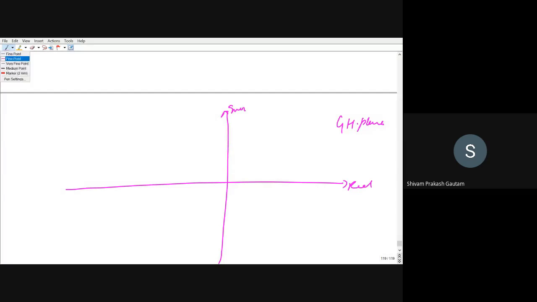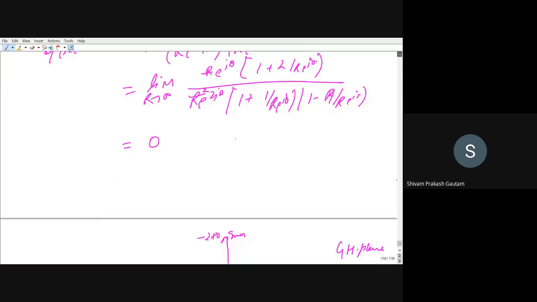This is 0 degree, this is minus 90 degree, minus 180 degree, minus 270 degree. At omega is equal to 0, our magnitude was 2 and phase was minus 180 degree. Minus 180 degree will be here. Let us consider this point as minus 2. And when you are increasing the frequency, your magnitude is becoming 0 and your phase is becoming minus 90. Just see.